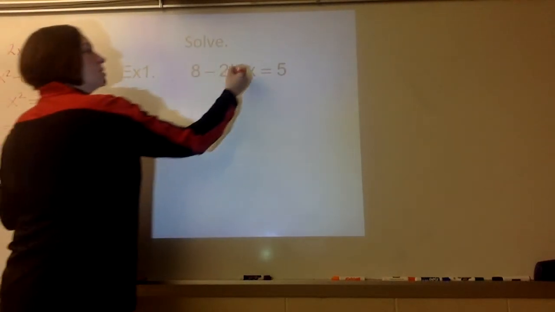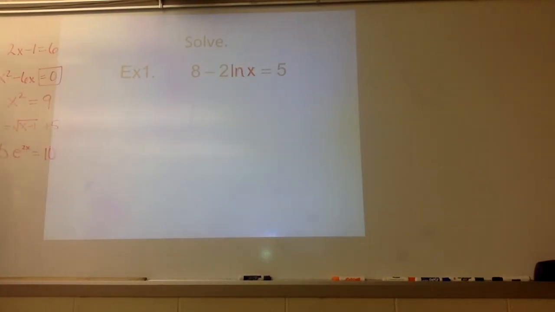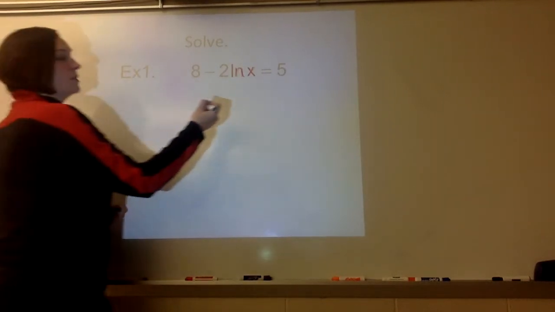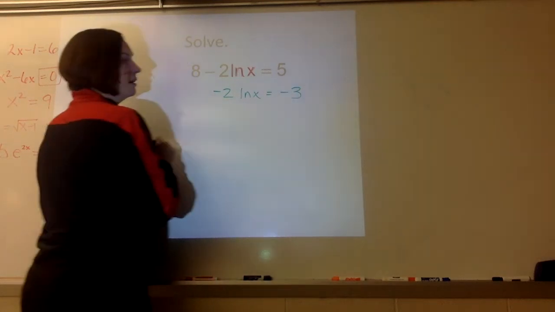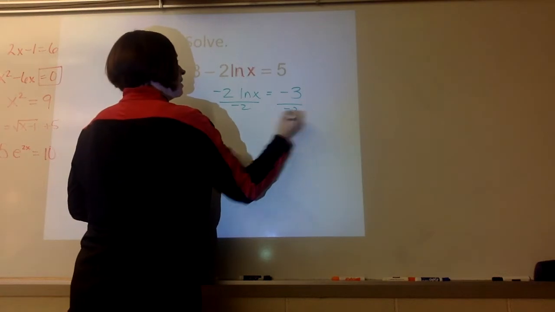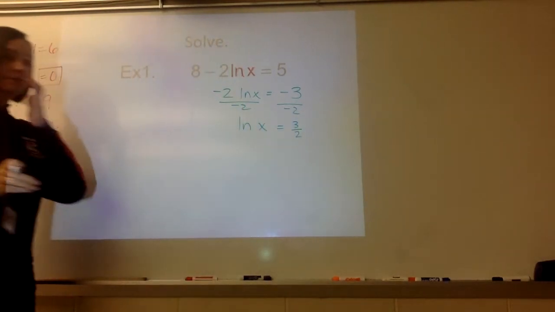So the log is only this piece right here, ln of x. ln of x has a coefficient, has a bunch of numbers on the same side. So think of ln x almost like a linear equation. You want to get that part of the equation by itself. How do I do that? Subtract 8, so I get negative 2 ln x is equal to negative 3. Divide by negative 2. ln of x is equal to 3 halves. Please don't convert to decimals.